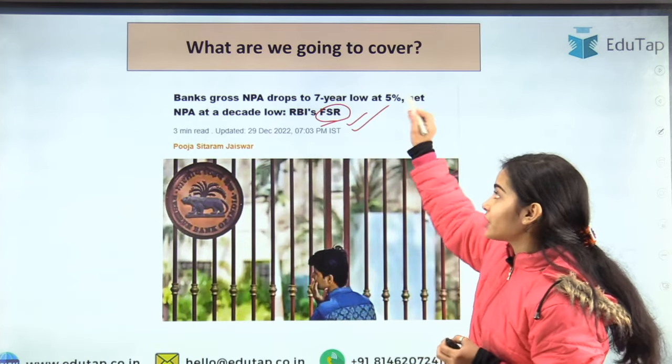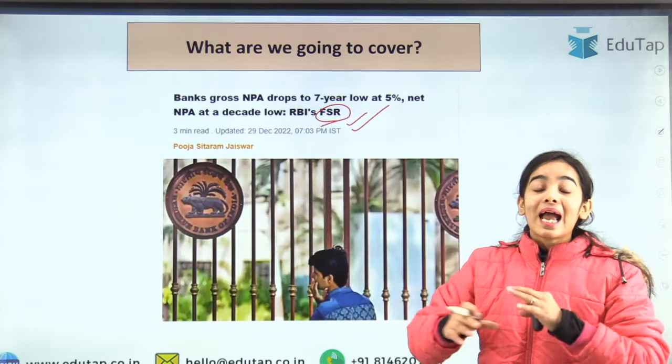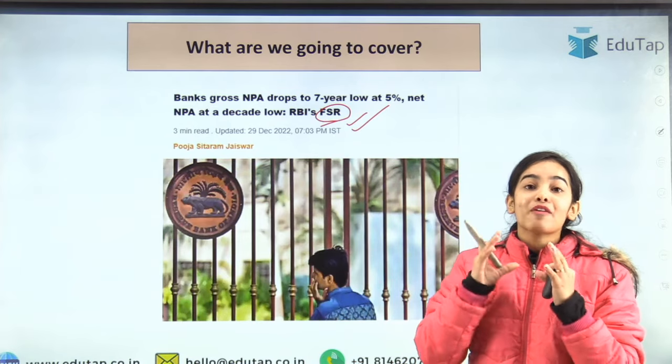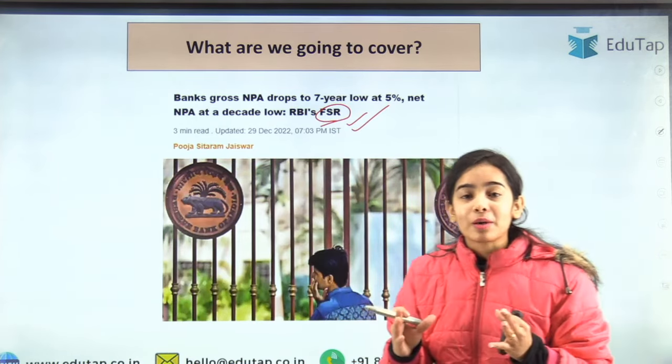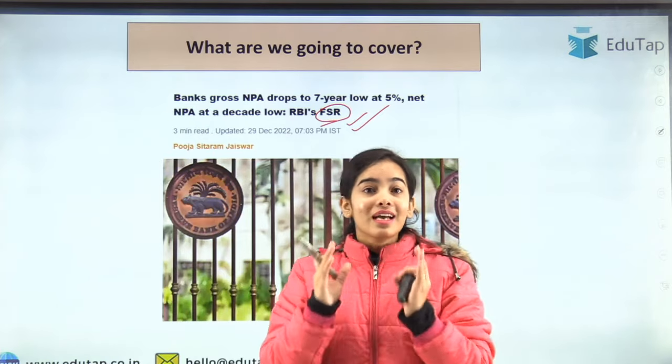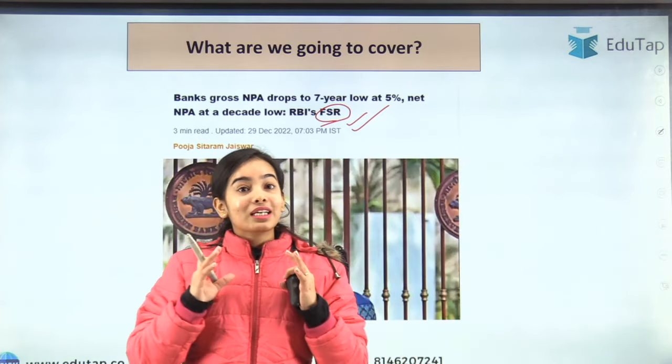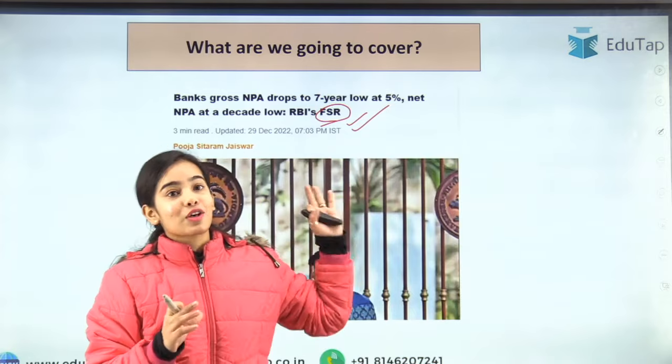Today we are going to start with the data points from the FSR, and the most important newspapers have also covered the data points from the FSR. So let's see all of those data points that are important in the FSR. So today let's have the starting of the complete analysis of the FSR.